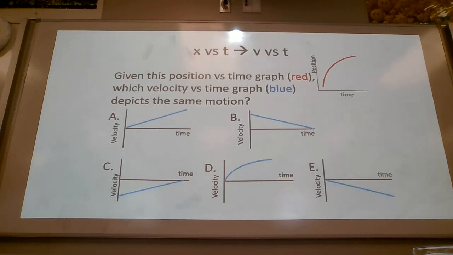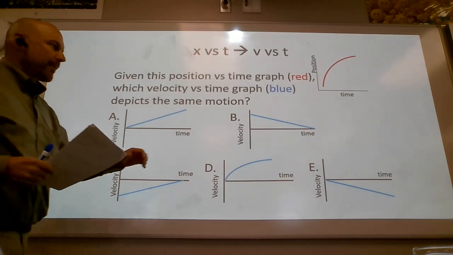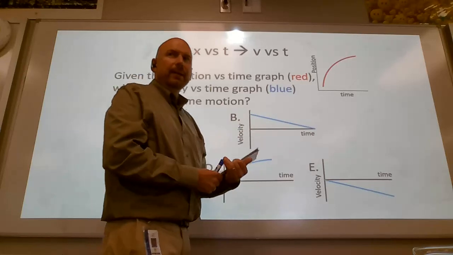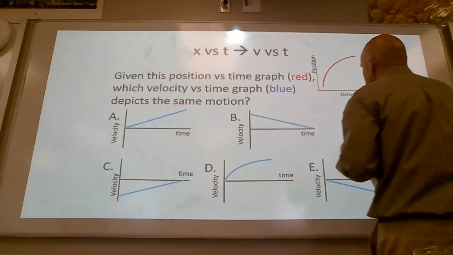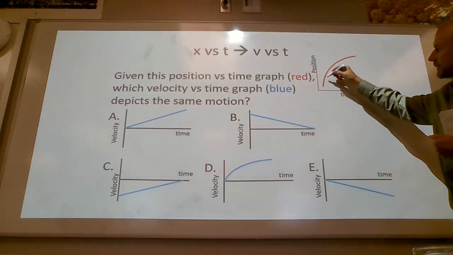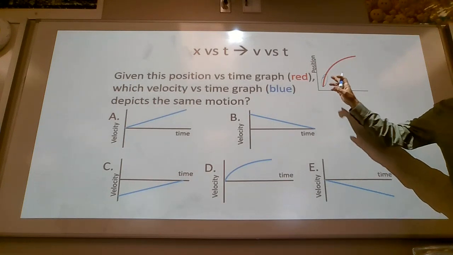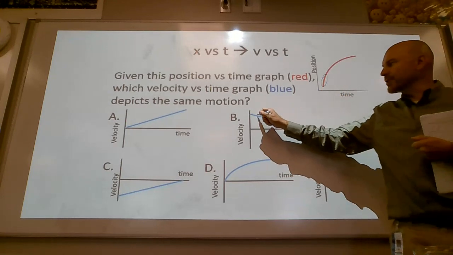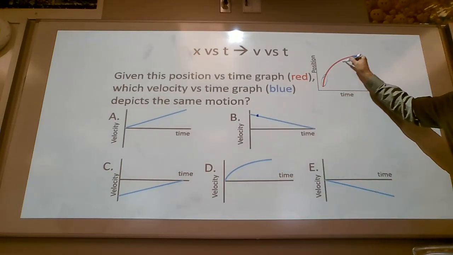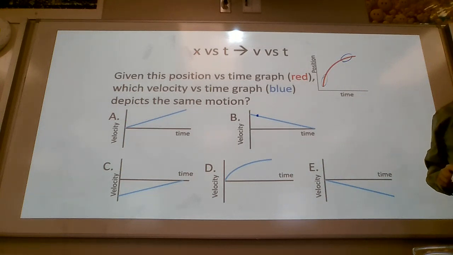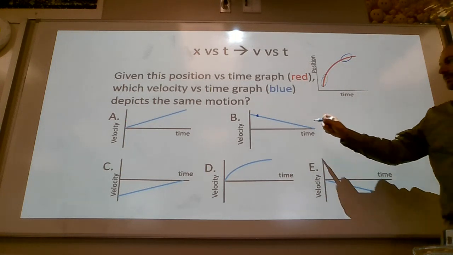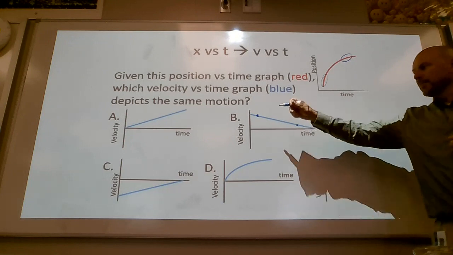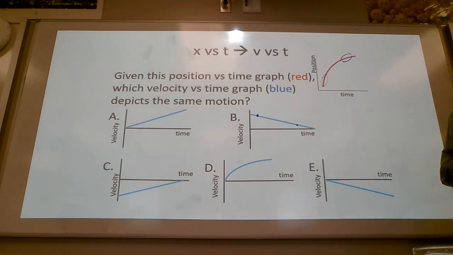Correct answer is B, beautiful butterflies. You have a steep positive slope, which corresponds to a fast positive velocity. Shallow positive slope corresponds to a slow positive velocity. Connect the dots. Good with that? Taking it in chunks.